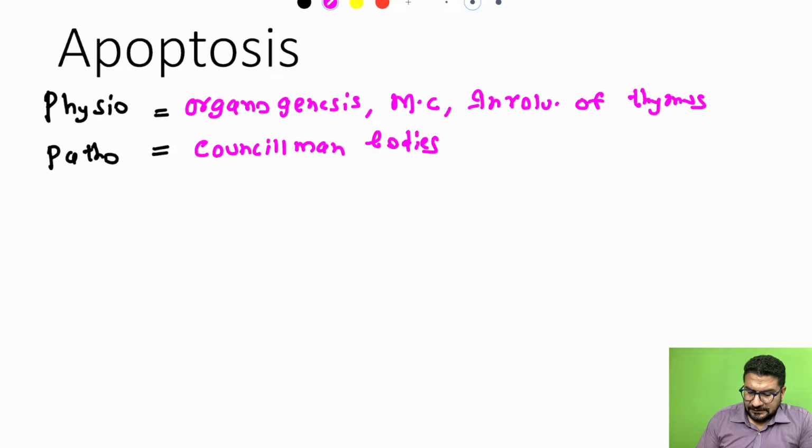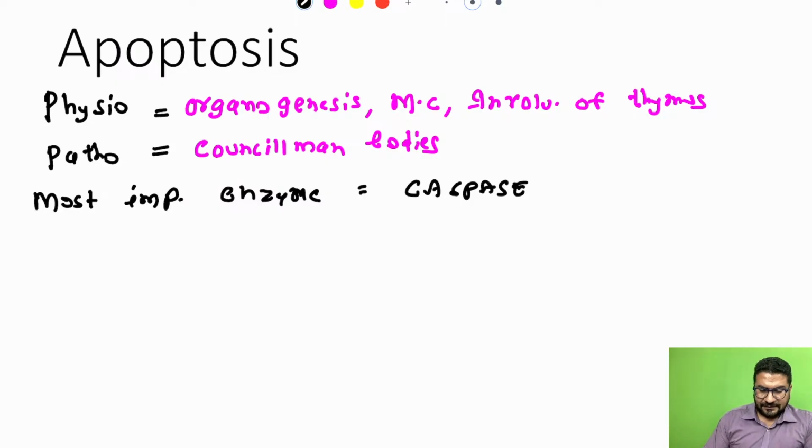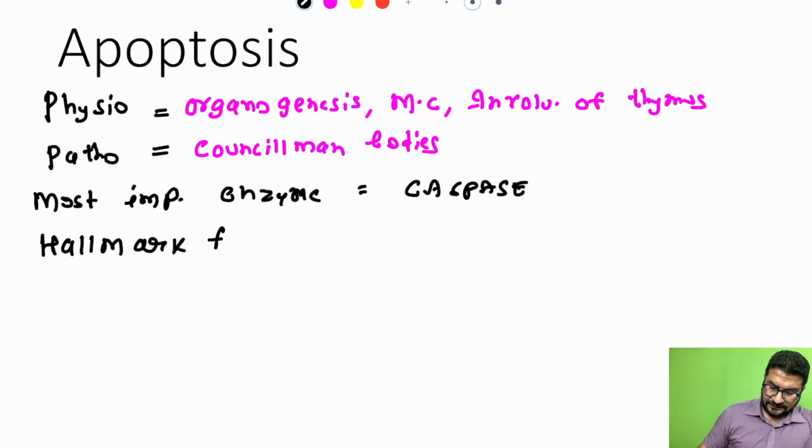Okay, now understand this thing. If you talk about what else they ask you, the most important enzyme in apoptosis, it will be caspase. Done. Then try to understand, sometimes they ask you different types of questions in exam. What is the hallmark feature? So what is the hallmark feature of apoptosis? You can notice chromatin condensation.